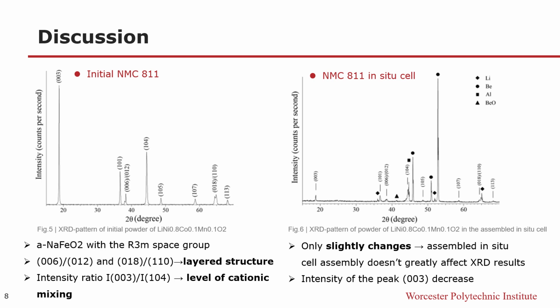Noticeable separation of the 006/012 and 018/110 peaks indicates the layered structure of the material. The intensity ratio of 003/104 is 2.29, indicating low level of cationic mixing and accordingly the ordered structure of the cathode material.